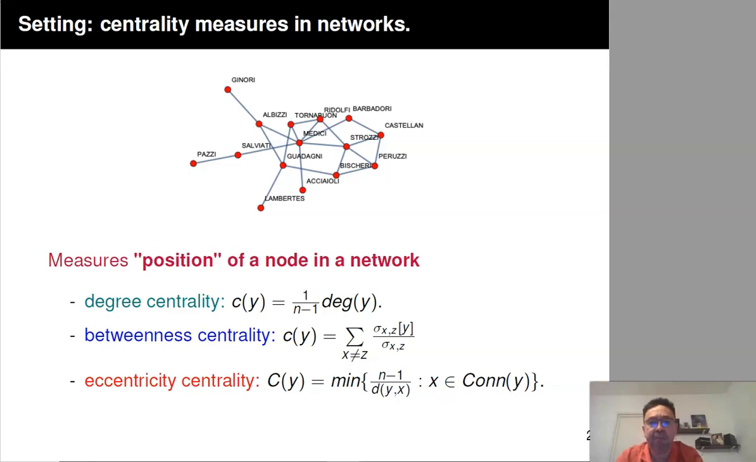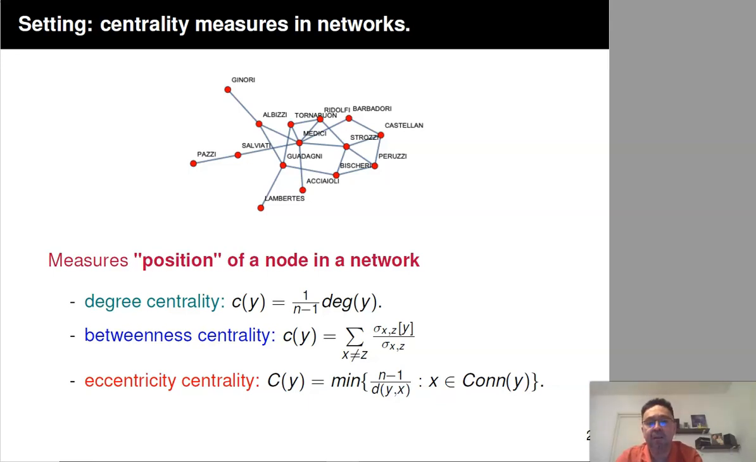Here is a well-known picture of relationships between Florentine families, and a centrality measures the position of a node in a network. So there are various such measures that have been investigated. Three sample ones here. Degree centrality, which is basically just the degree of a node suitably normalized. Betweenness centrality, which measures the extent to which the node is on the shortest path between two nodes in the network. So sigma xz is a number of shortest paths between x and z, and the denominator is the number of such paths, shortest paths that go through node y.